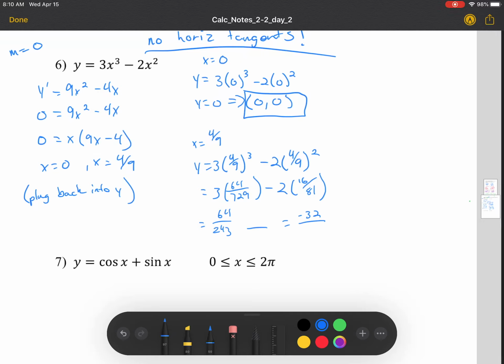So we're going to go 64 over 243 minus 96 over 243. So we have like terms. And that should give you 32 over 243. Okay. So our result is, all right, our x, what we plugged in was 4/9. What we got out, 32 over 243.